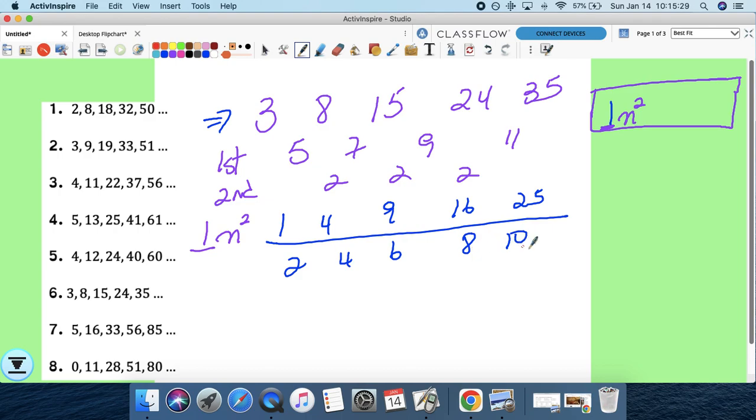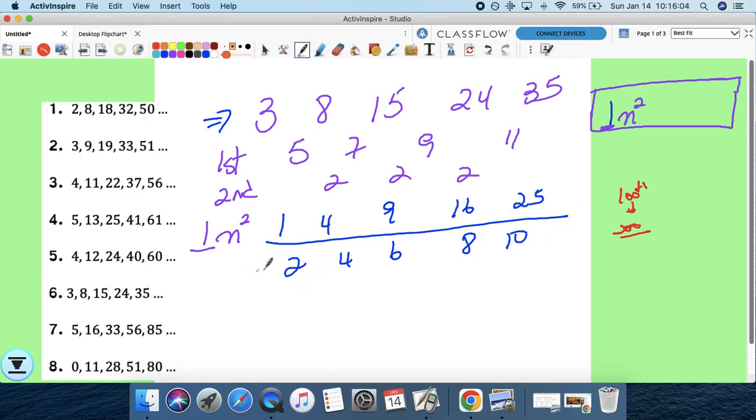Look, 2, 4, 6, 8, 10. It's 2 times it. It's a 2n sequence, something multiplied by 2. So if I wanted the 5th term, I would just multiply by 5. If I asked you, what is the 100th term in this sequence? Well, the first term is 2, the second is 4, the third is 6. So notice that I'm multiplying the term by 2, and I get the number. So the 100th term would be just 2 times 100, which would be 200.